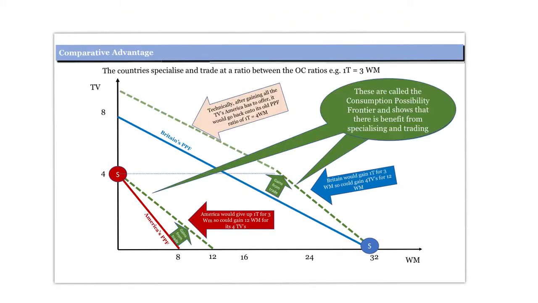So the full diagram, if you like, is this one here. Okay, I'll just show you, these are called the consumption possibility frontiers, and they show that there's benefits from specializing and trading. Now, this here is the benefit, the fact that the consumption is beyond the production. Why does it kink there? Okay, if you don't do that in the exam, I don't think it actually matters too much. You could leave it there if you wanted to.